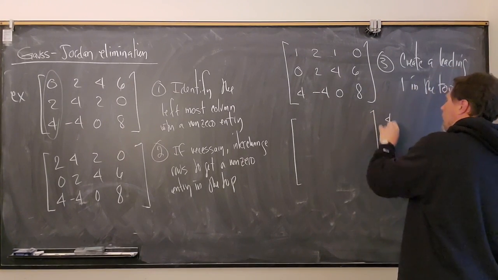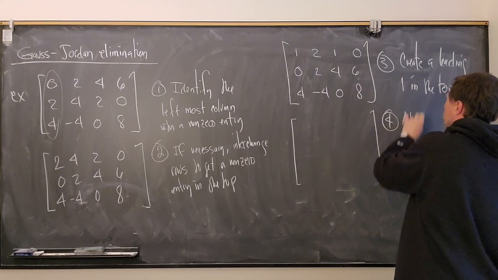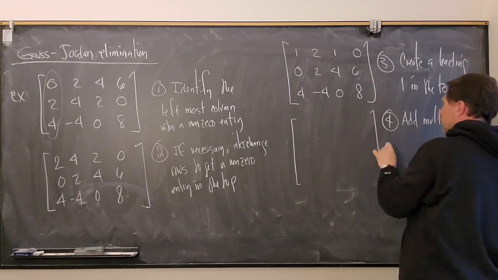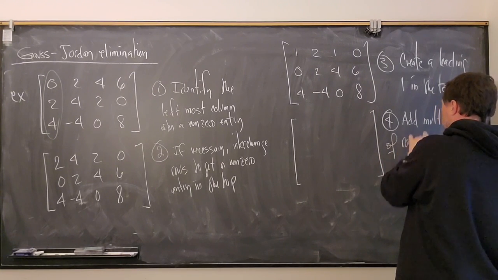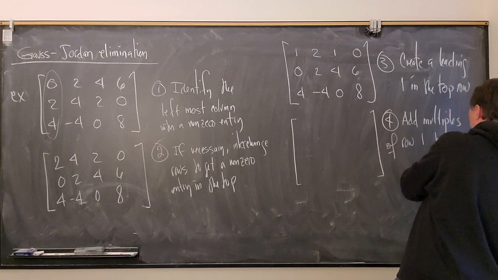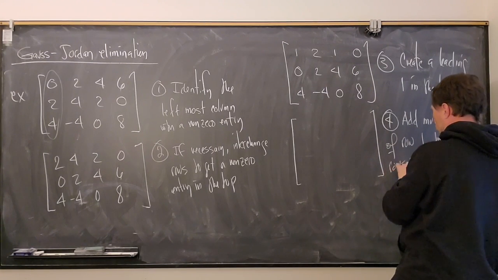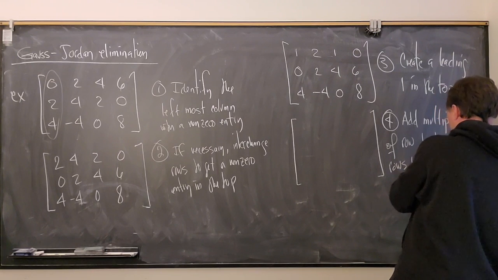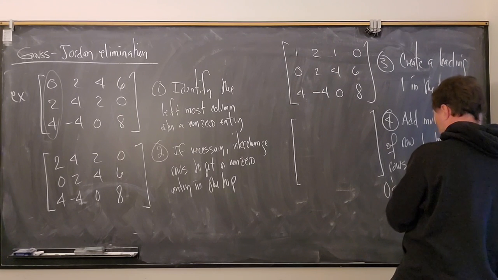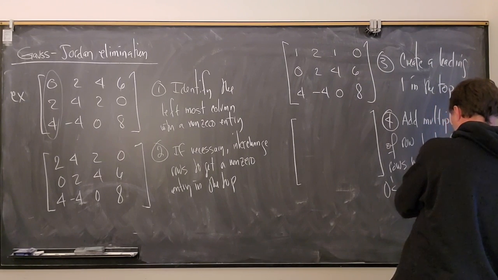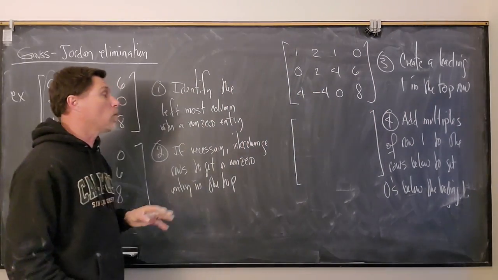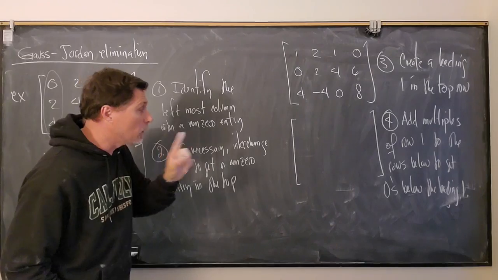So let's say what that is. So add multiples of row 1 to the rows below to get zeros below the leading 1. Sorry, now I'm blocking that area there. So add multiples of row 1 to the rows below it to get zeros below that leading 1.